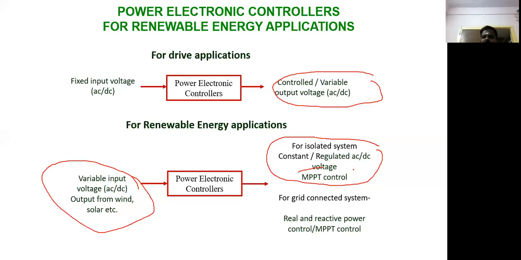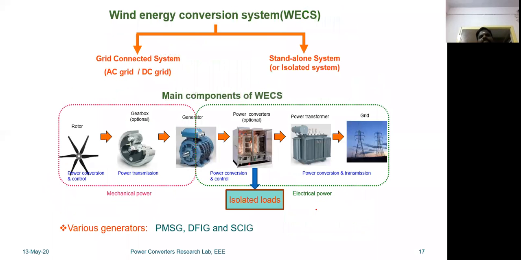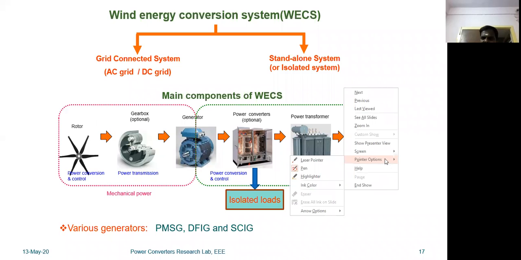With the MPPT control, it is possible. In the case of a grid connected system, both real and reactive power control will be possible. So we can understand from the drive application and the renewable energy application that the input is fixed for drive applications and variable for renewable energy applications. For a grid connected system, real and reactive power control is possible. So let us discuss the wind energy conversion system. Basically, it is classified into two systems.